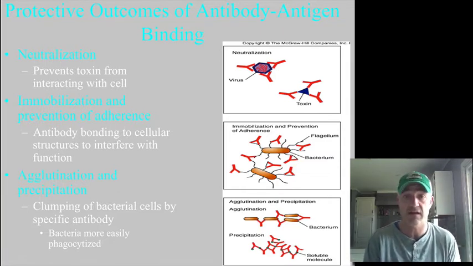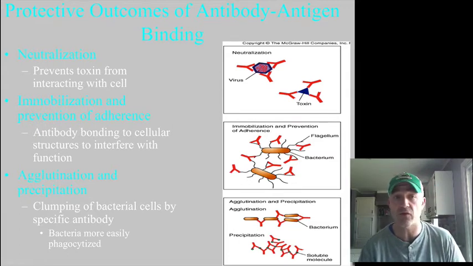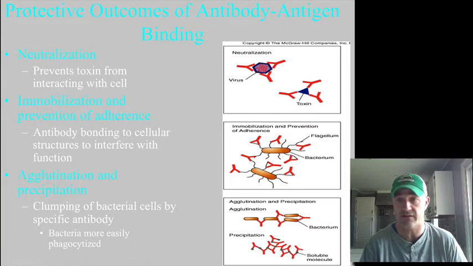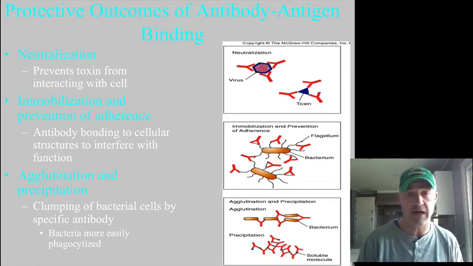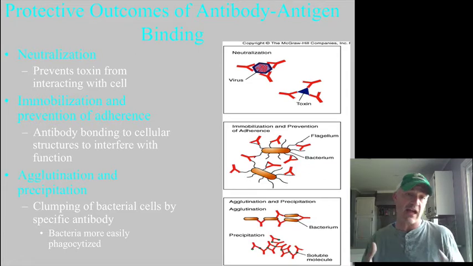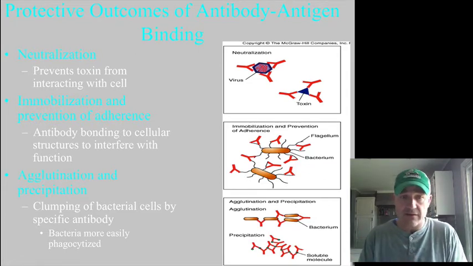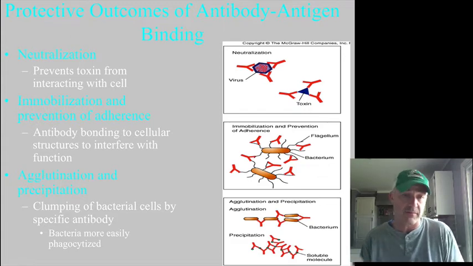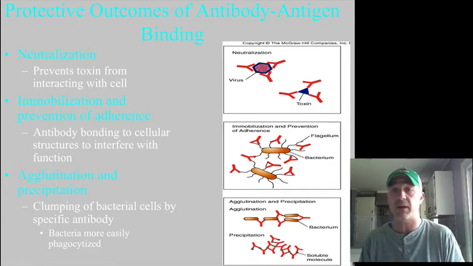Another thing this can do is prevent cells from being able to move around or adhere to any areas. So antibodies, for example, can bind up bacterial flagella and keep them from getting around, or can bind up their adherence molecules so they can't attach anywhere. So that's a couple of things. The other one on this list is agglutinating or precipitating. Remember, agglutination was the antibody-antigen clumping response.